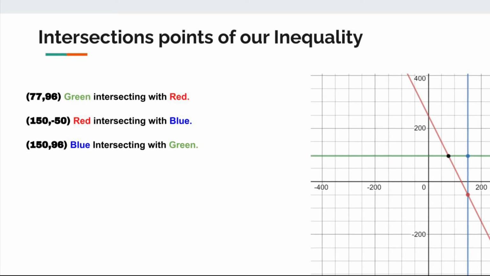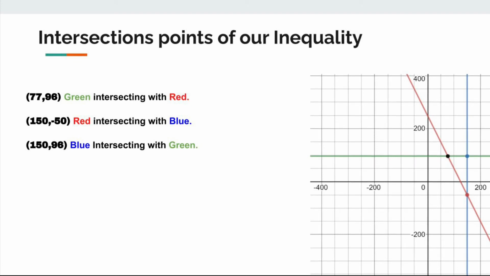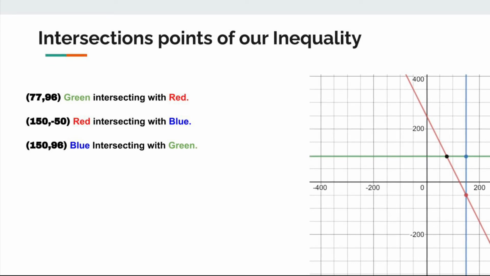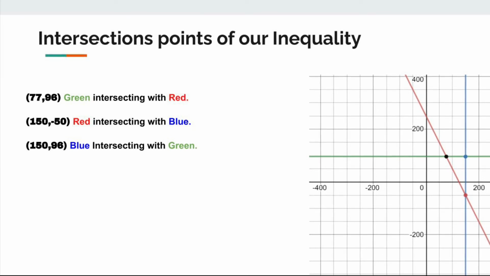The red intersection also represents the cost of each slice of pizza and the cost of each soda can, which is $4 and $2, and the total goal is $500, which gives you the inequality of 4x plus 2y greater than or equal to 500.